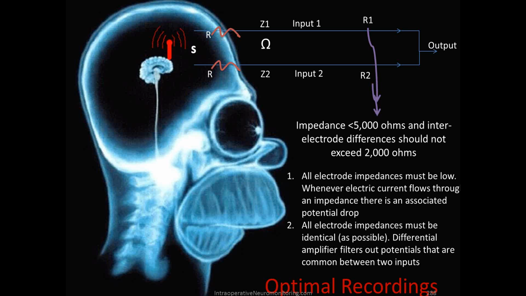All electrode impedances must be low. Whenever electric current flows through an impedance, there is an associated potential drop. All electrode impedances must be identical, or as close as possible. It's never going to be identical. Differential amplifiers filter out potentials that are common between two inputs. So that's that common mode rejection. Anything that's common to both inputs is rejected out.